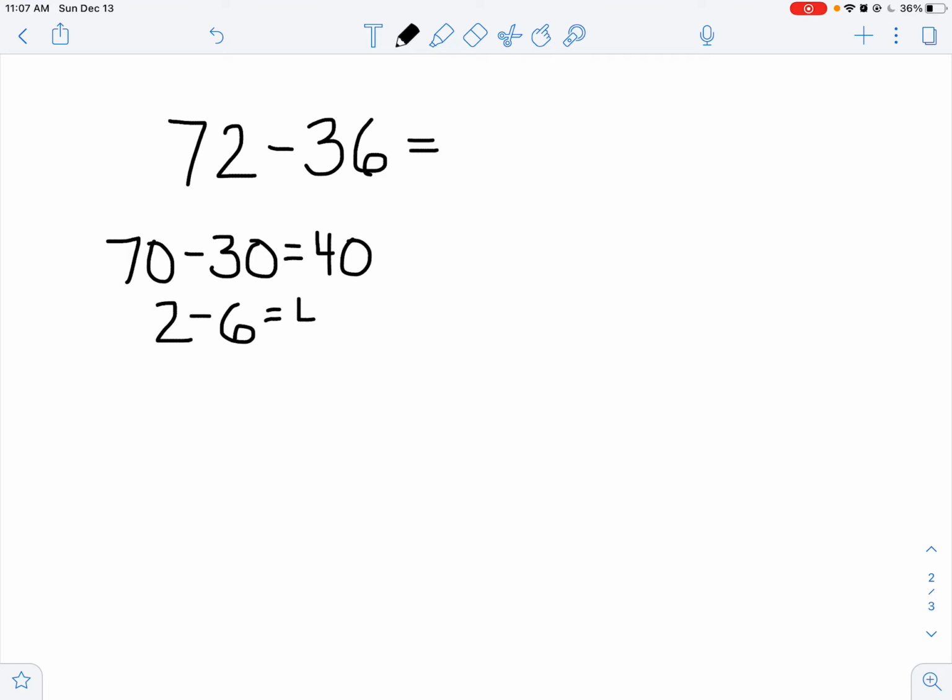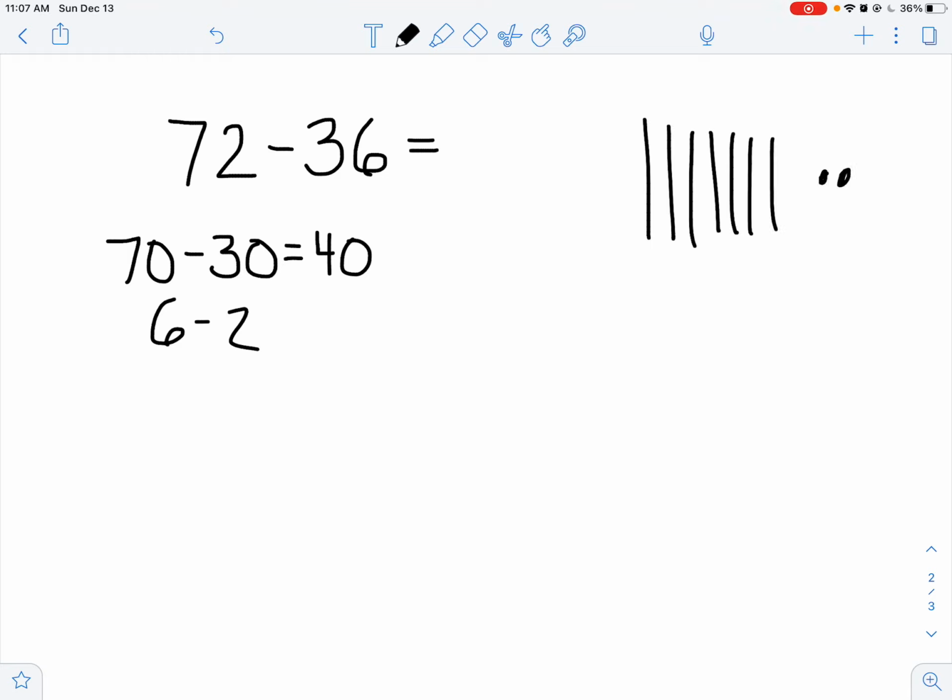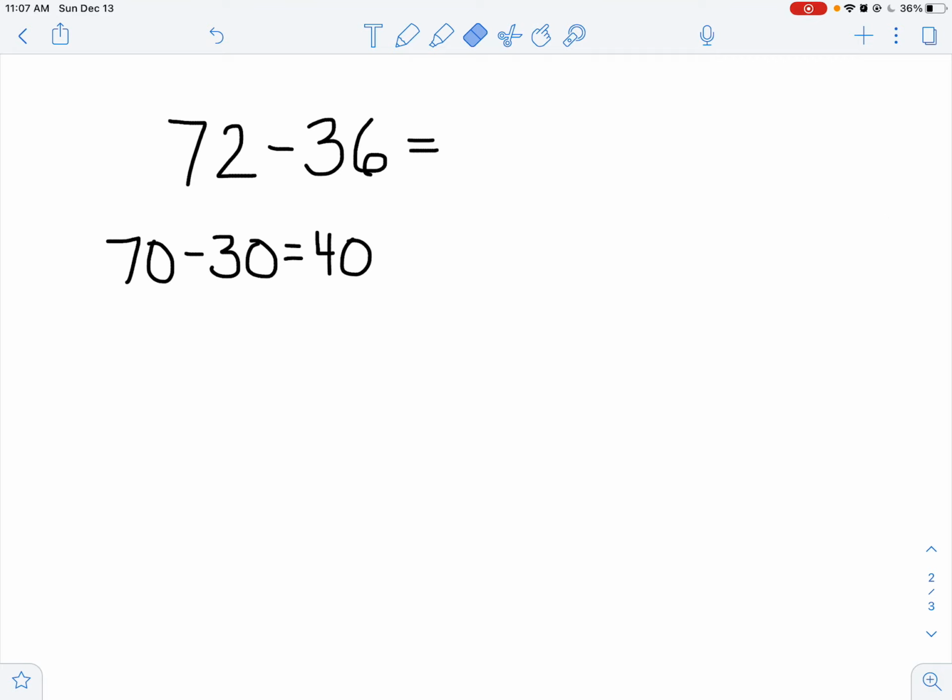And so then I see kids switching it around and they say, well, it's going to be 6 minus 2. But it's not. If we imagine our base 10 blocks, 72, I don't have 6 here to take away 2. I only have 2. So that's why I'd rather you keep your 72 whole so you don't run into that problem. And all it does is change this to be 42, right? So I've started at 72. I took away my 30 and I'm at 42. Now I'm at 42 and I'm going to take away 6.